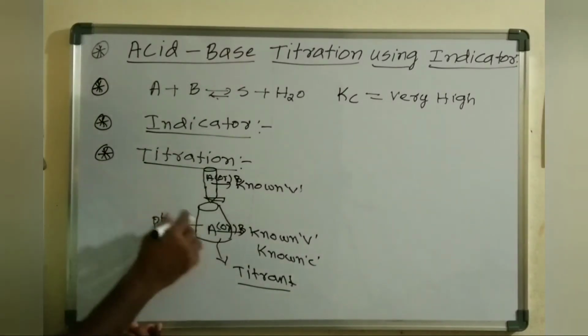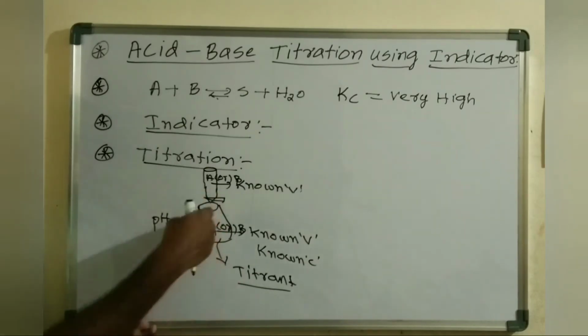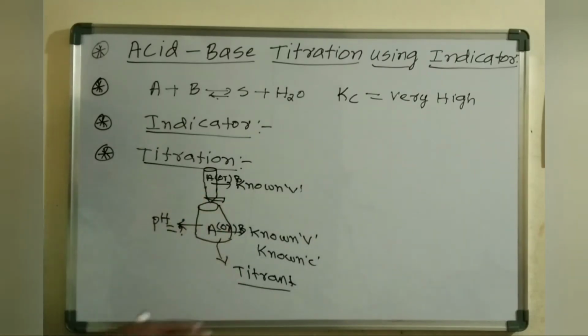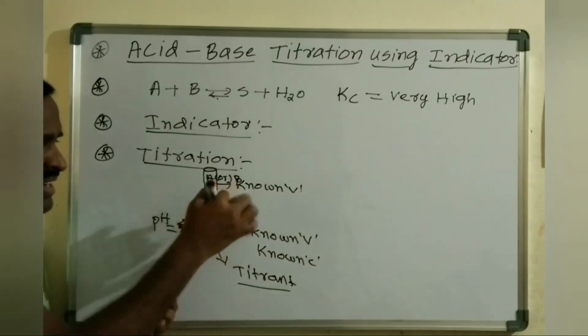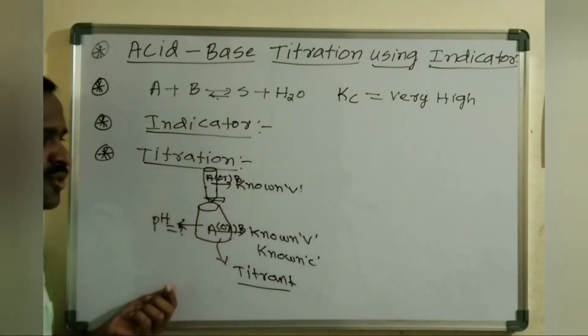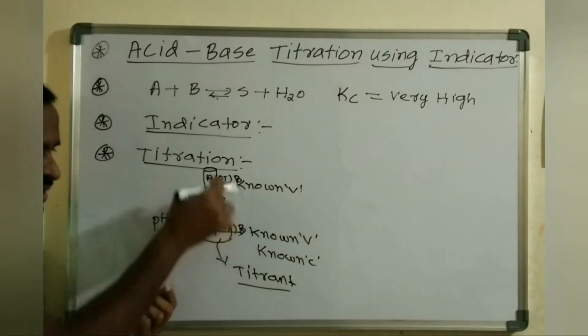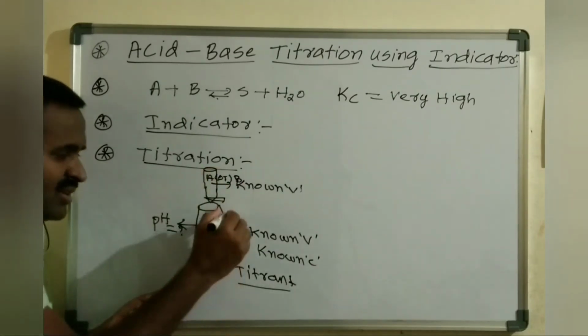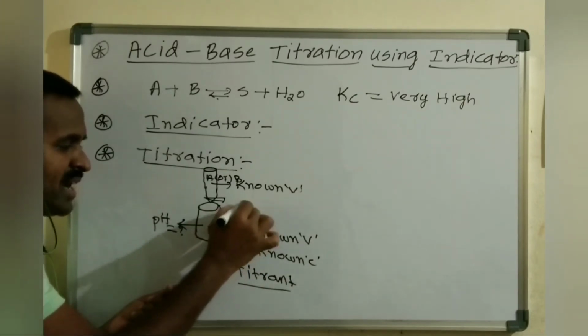So we need to find the pH of that mixture of acid and base whenever the titration is going on, at different stages. So a pH calculation can be done, right? Here we are adding a known volume of acid or a base with the help of this stopper, and for the color change, an indicator should be added here.